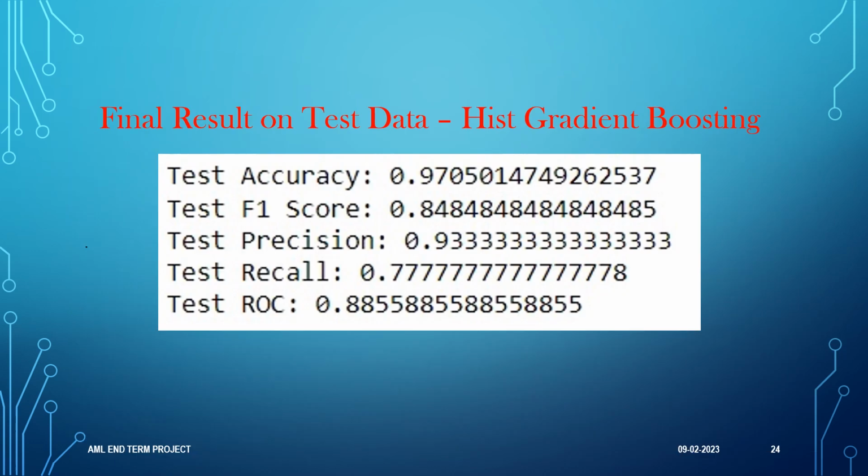We have fitted the test data, which had been kept apart, on the best model, which is hist gradient boosting. From fitting this model, we have got an accuracy of 0.97, F1 score of 0.84, precision of 0.93, recall of 0.77 and ROC of 0.88.